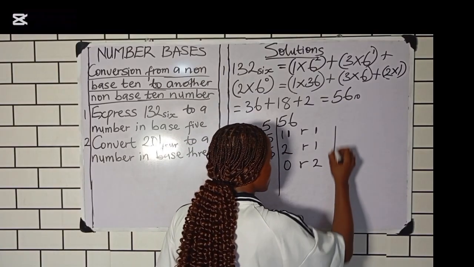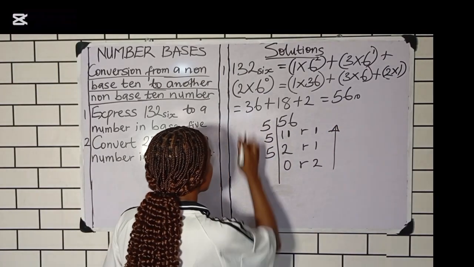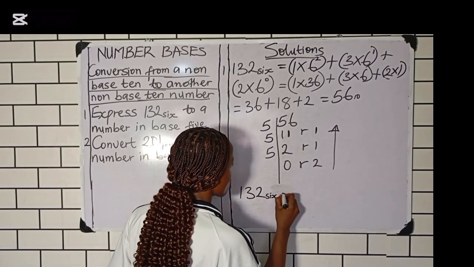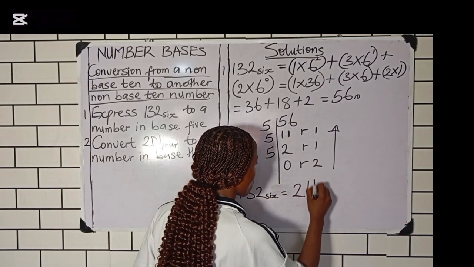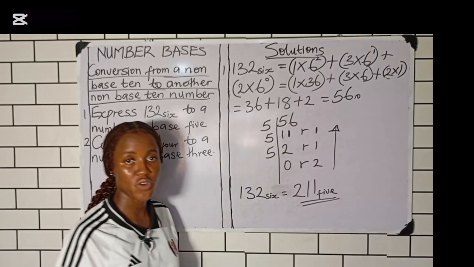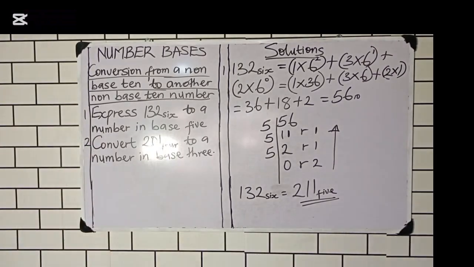Now with your arrow, you start picking from the last number to the top. Now we have this 132 in base 6 is equal to 211 in base 5. This is our final answer for question number 1. Now we are going to move further to question number 2.